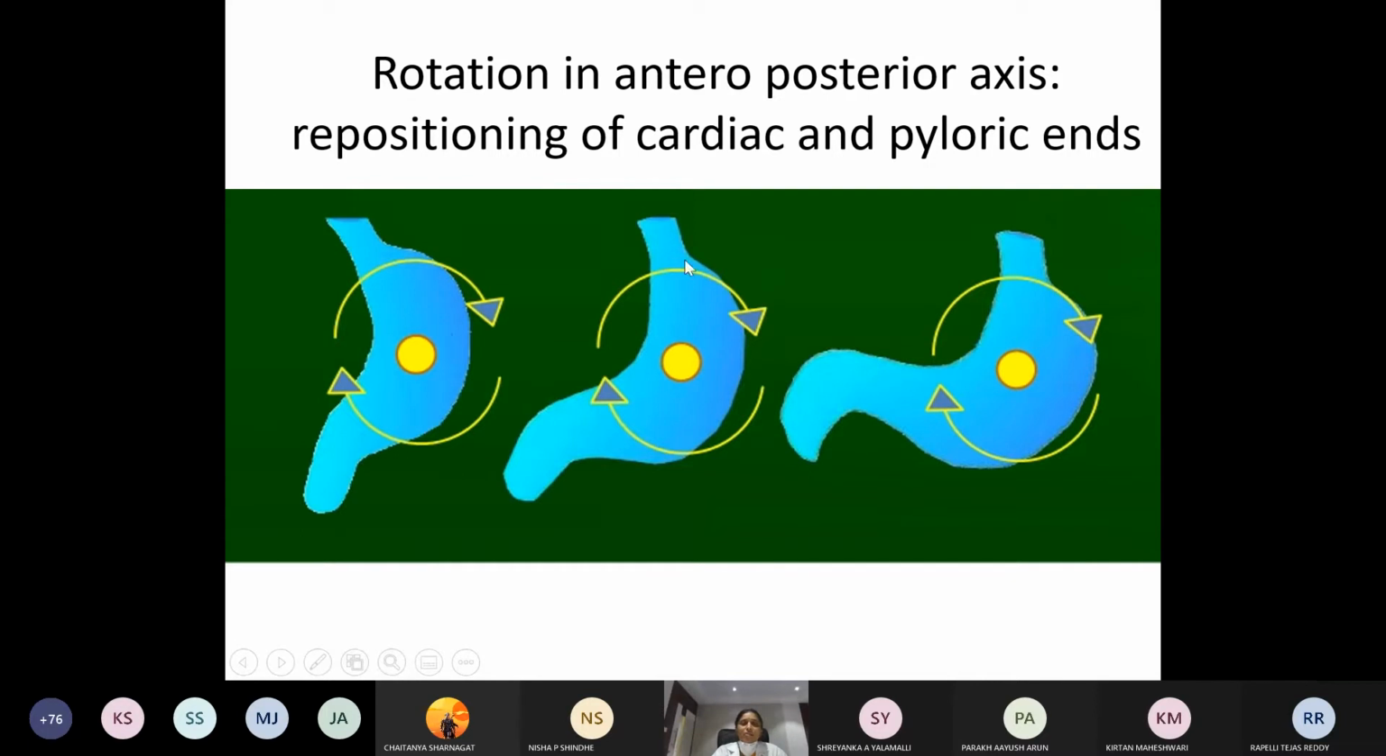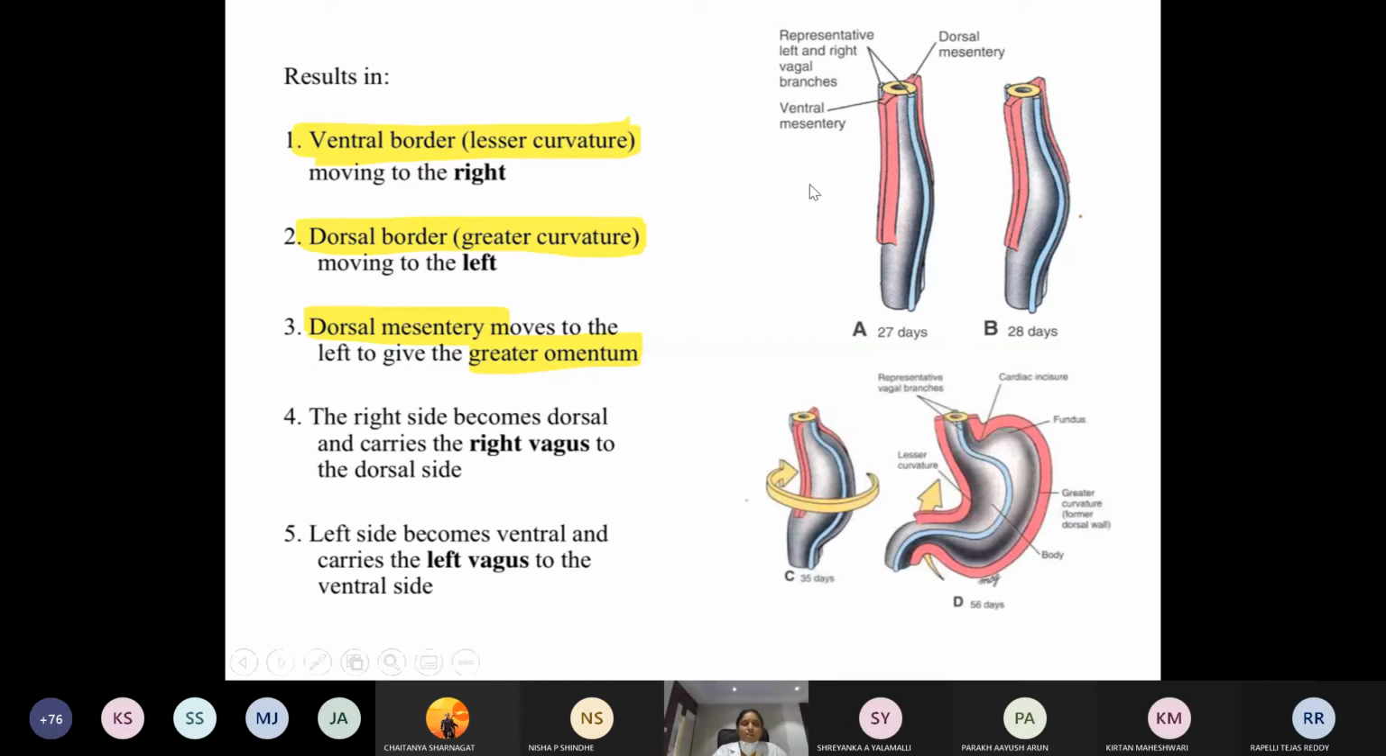Initially it will be straight like this, but because of the pyloric overgrowth, you see that there will be repositioning of the cardiac and the pyloric ends. So what will happen ultimately? You see that the ventral border becomes the lesser curvature, right? Dorsal border becomes the greater curvature. Dorsal mesentery moves to the left. This red color here, what is shown, it moves to the left, and this gives rise to the greater omentum.